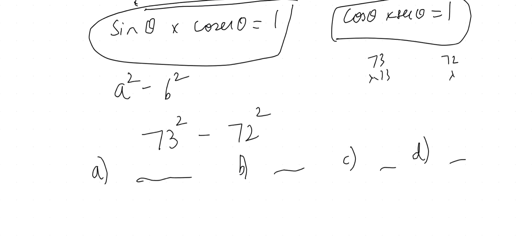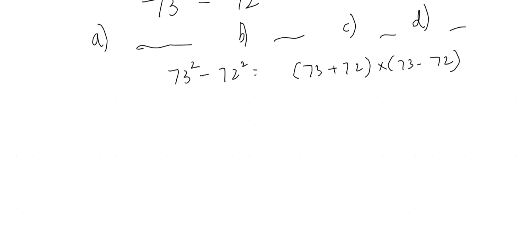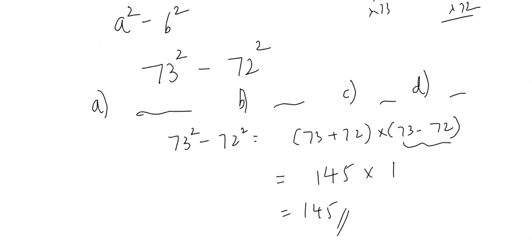None of that is really required because you use the relation a square minus b square is a plus b into a minus b. A minus b is 73 minus 72, a plus b is 73 plus 72. That happens to be 145 into 1. The answer will be 145. So be very careful when you solve for these kinds. You're not going to go and do the long multiplication. It's not worth it, because you're using the property of factorization that a square minus b square is a plus b into a minus b.